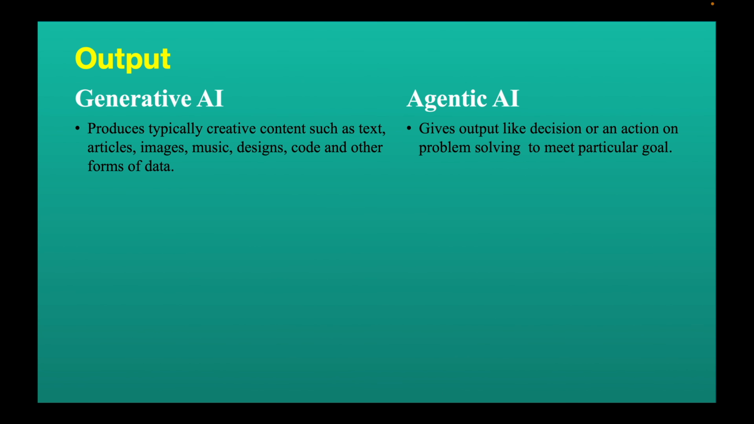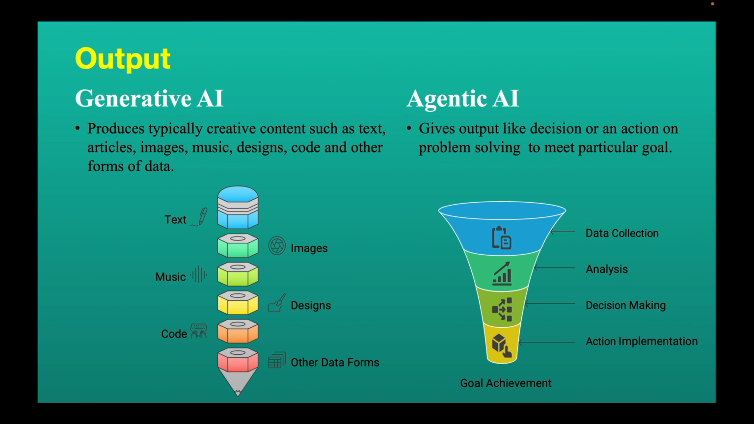Output. Generative AI typically produces creative content such as text, articles, images, music, designs, code, and other forms of data, whereas agentic AI gives output like decisions or actions on problem solving to meet a particular goal.